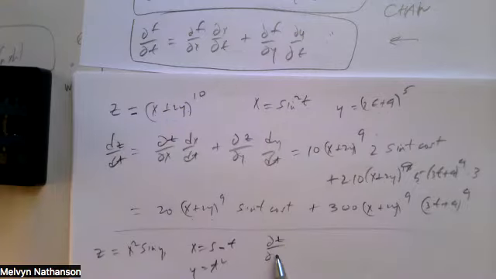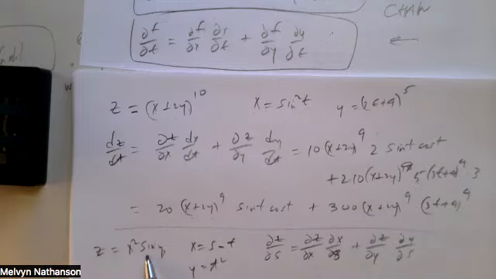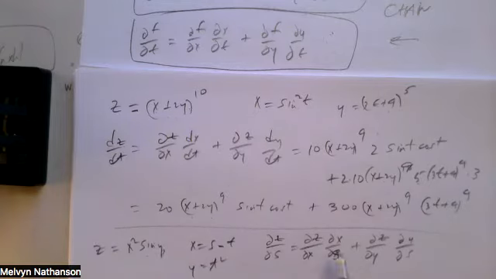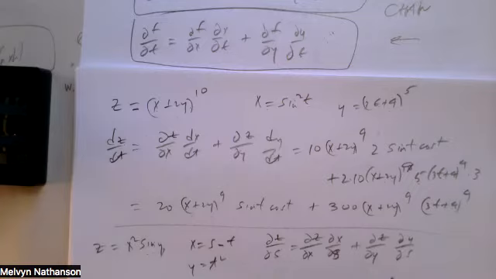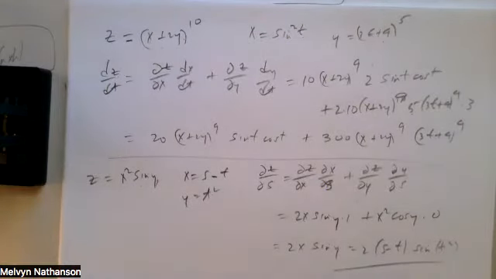So we have the partial of z with respect to s is the partial of z with respect to x, partial of x with respect to s, plus the partial of z with respect to y, partial of y with respect to s. When I differentiate z with respect to x, I get 2x sine y, partial of x with respect to s is 1. Partial of z with respect to y is x squared cosine y, partial of y with respect to s is 0. So I simply have 2x sine y, which is 2 times (s minus t) times the sine of t squared. Okay, so that's the partial of z with respect to s. And I would calculate the partial of z with respect to t similarly.